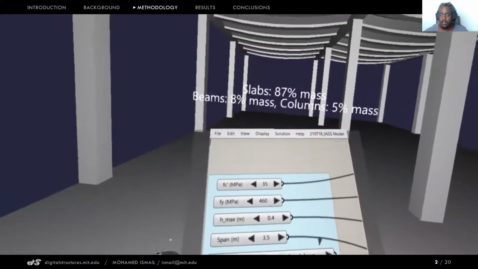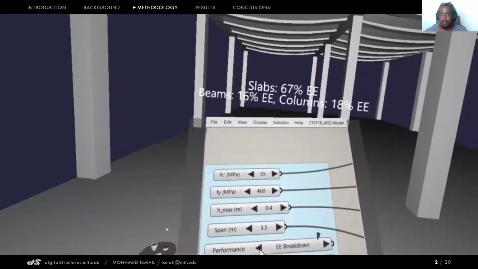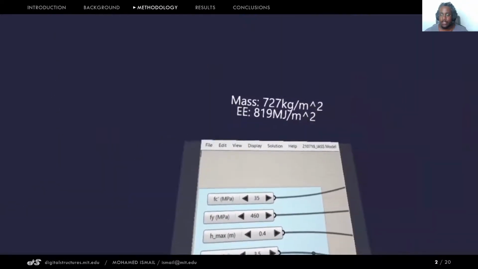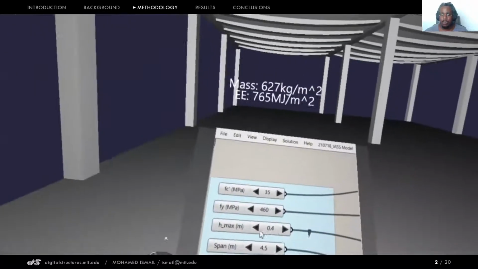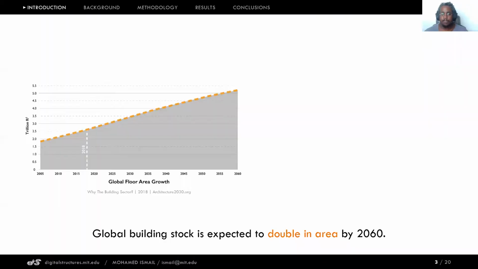The result of this work, as you can see, is a tool that allows for the immediate visualization and evaluation of a shape-optimized concrete structure through the use of parametric modeling, machine learning, and virtual reality.